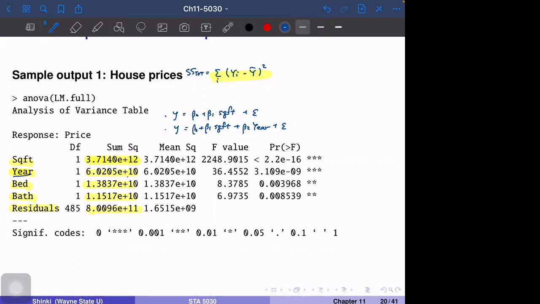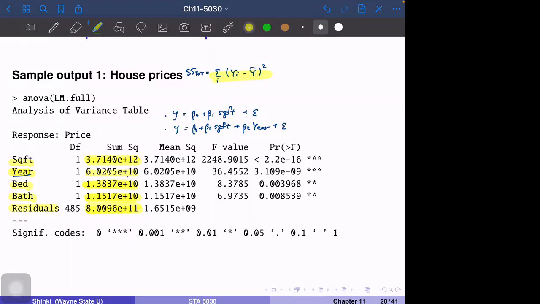Then we add bedroom, the number of bedrooms, and the variance will be reduced further. The reduction in the variance is written here. Then the number of bathrooms. Then finally, the residual. So this is the variance of epsilon in the full model, I mean the sum of squares, the sum of the squared residuals for the full model.